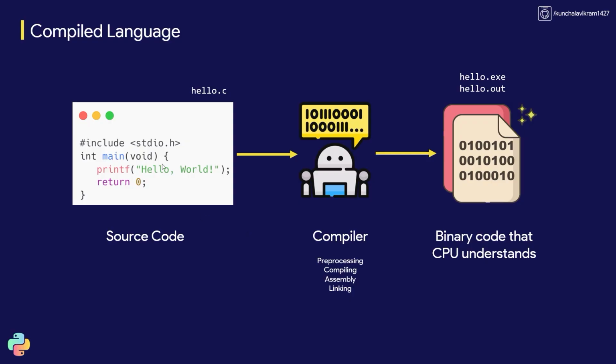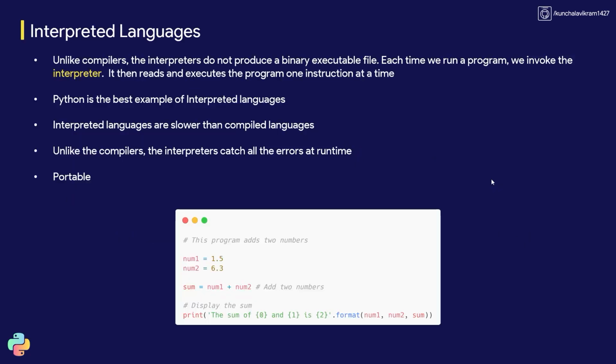If you take the C language, a simple basic code which prints hello world, if it goes through compilation, it will basically generate a .exe file, which is an executable file that you can directly run. So there is no need to compile this program again, you just have to run the executable file.